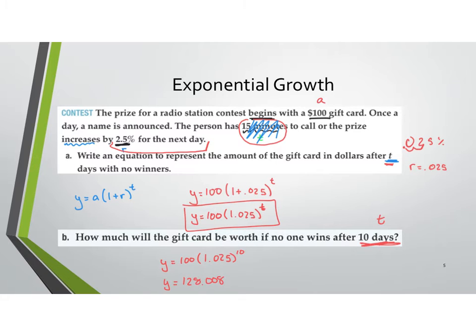When we solve for this, we get that y is equal to 128.008. And since we're dealing with money and money only has 2 decimal places, we'll round to those first 2. So y is about $128.